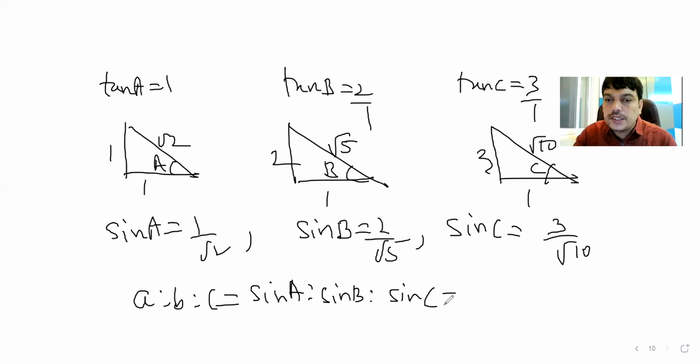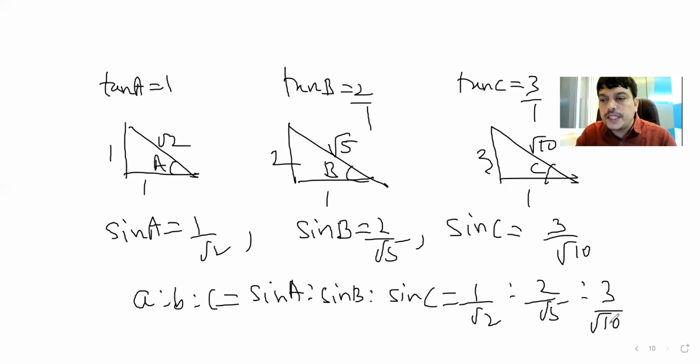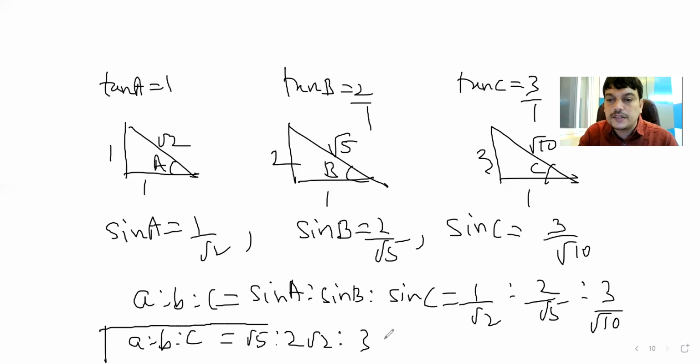Now, if you put the values here, you will have 1 by root 2 is to 2 by root 5 is to 3 by root 10. This is the required ratio. But usually, if you want to write this in simplified form, root 2, root 5 and root 10, the LCM is root 10. So multiply with root 10. So the first one becomes root 5, second one becomes 2 root 2, and the third one becomes 3 by multiplying throughout by root 10. So the ratio of the sides will now be root 5 is to 2 root 2 is to 3. This is the ratio of the sides that we get.